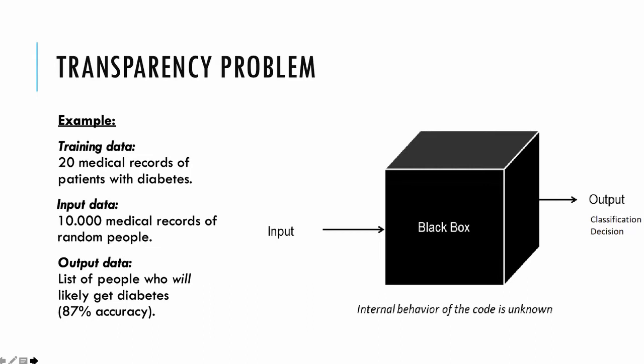And all these problems make interpretation extremely difficult to achieve, and more often than not, any reasonable explanation is therefore completely impossible. So let me use an example to draw this discussion from abstraction into a more tangible reality. Let's say we show the algorithm 20 medical records of patients with diabetes and ask it to look for patterns that are repeated in all of them. We then give the algorithm 10,000 medical records of random people and instruct it to find people who are likely to develop diabetes in the next year. The algorithm will do the job with, let's say, 87% accuracy, but we won't have any idea how the job was done.